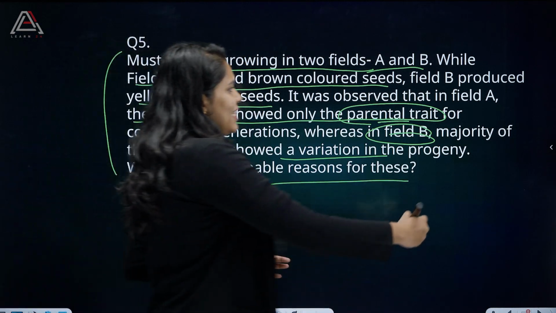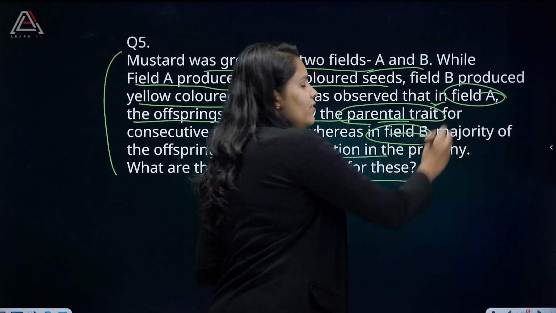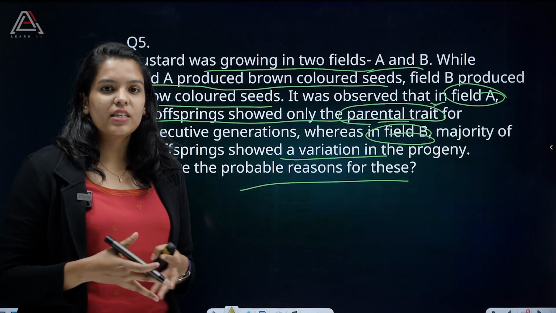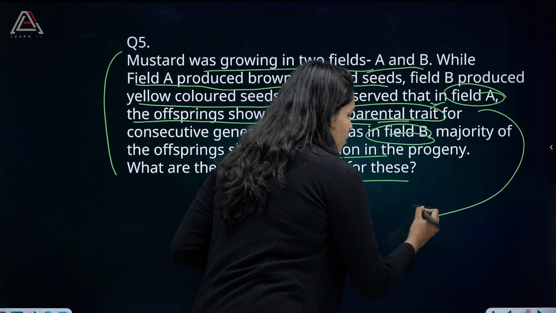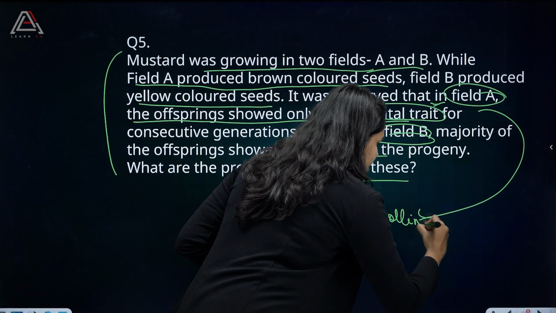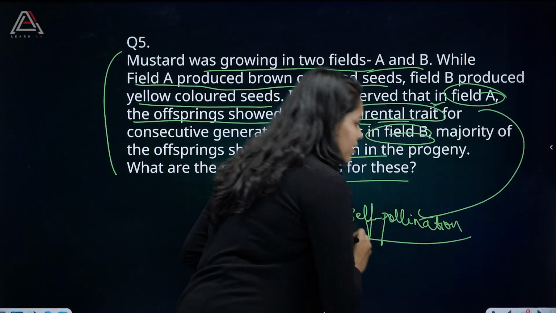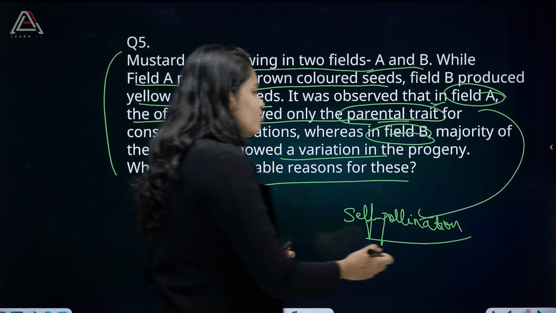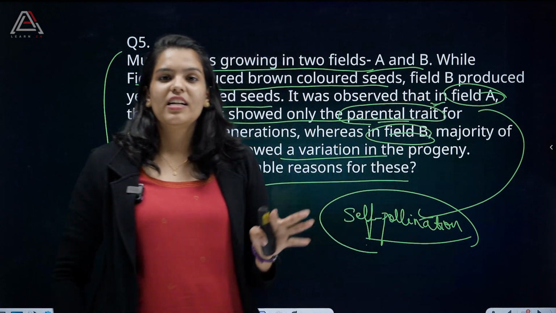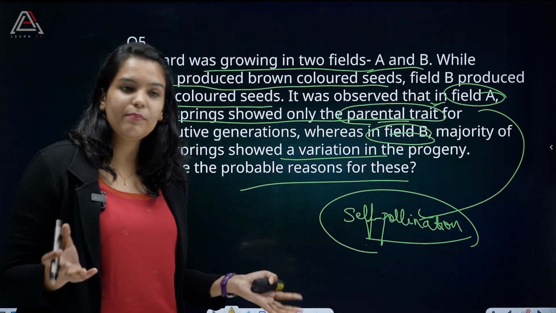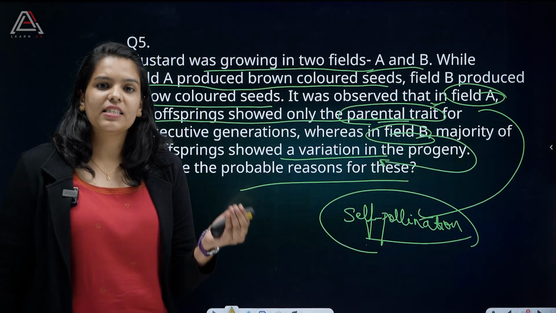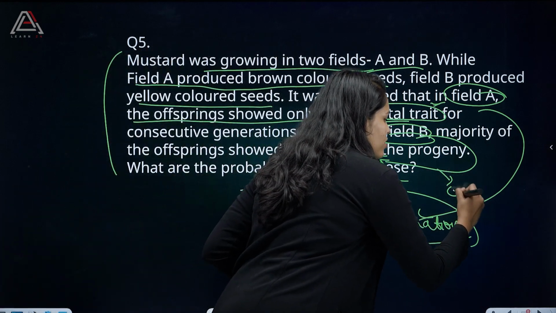Now, in field A, only the parental trait was seen. So what can be the possible reason why this parental trait is seen? You have studied self-pollination, where basically similar parents are being crossed, right? So through self-pollination, the progeny in field A has the same characters as the parents. Clear with this answer? And why is variation seen in field B? Basically they might be undergoing cross pollination.